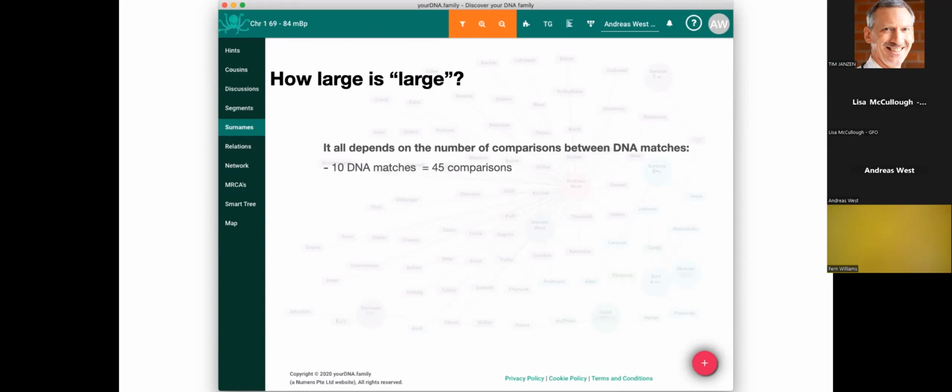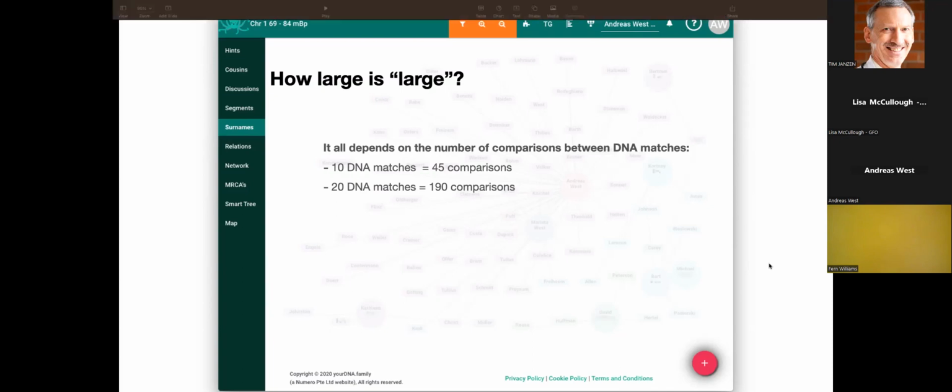So it goes up exponentially very quickly. If we look into it with just 20, the number of DNA matches has doubled. Instead of going from 45 maybe to 90 comparisons, we end up at 190 comparisons, right? 190 is probably something where you say, okay, I'm not going to do all of them at one time. So over time, it's not actually a big deal.